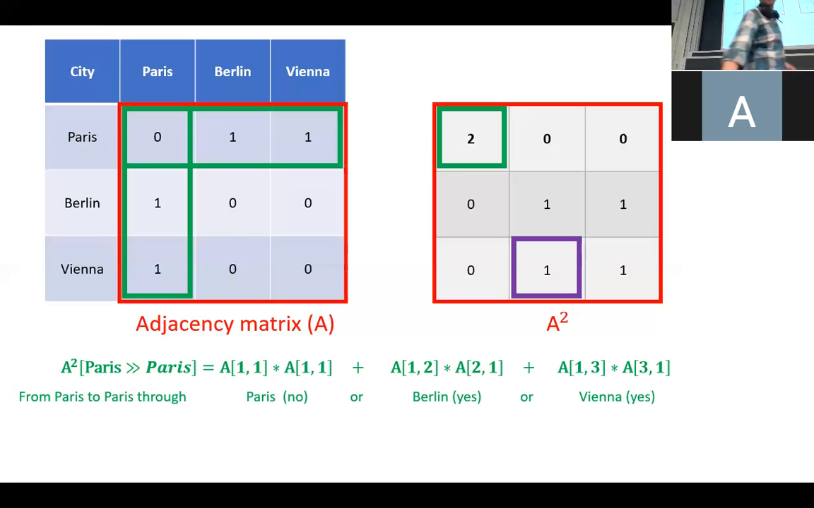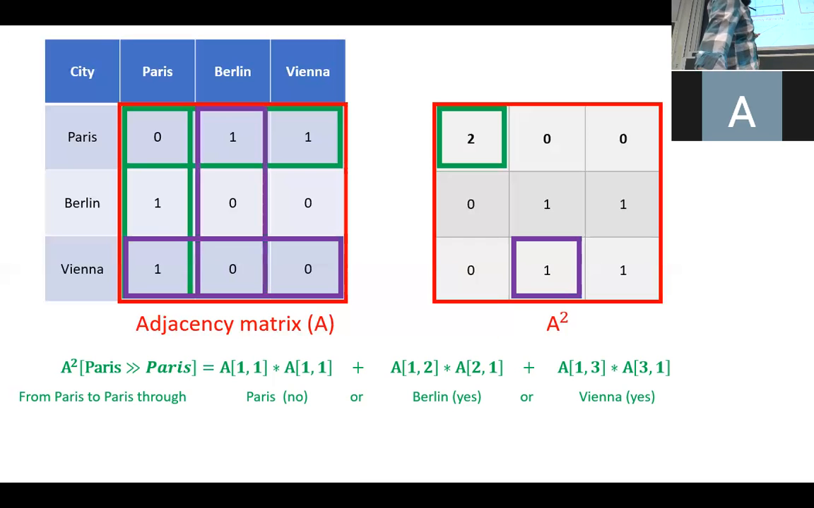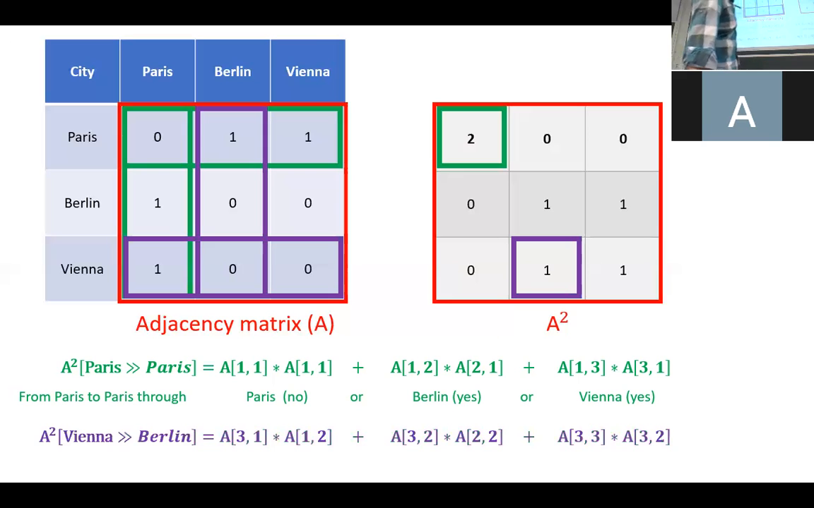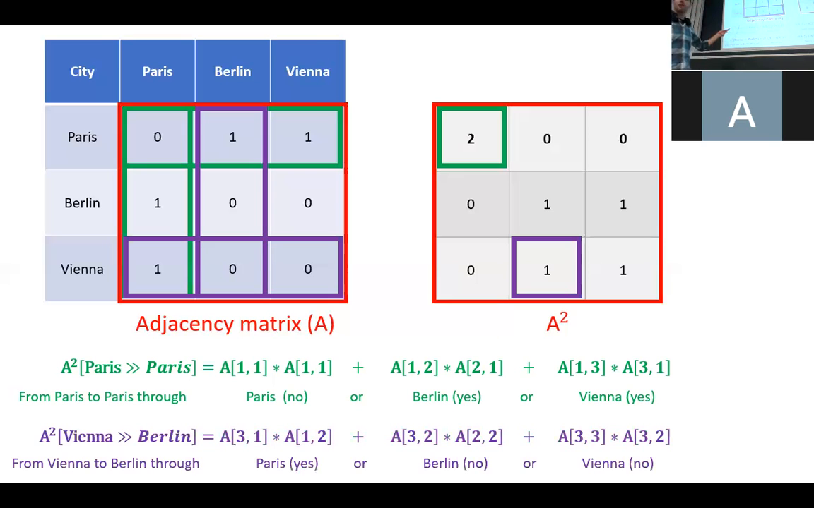For example, how do I get this number when I make matrix multiplication of this by itself? I multiply this row and this column, right? If you just have a look at how I operate this array, it's very easy to see in such a small adjacency matrix. Actually, realize this is from Vienna to Berlin, right?